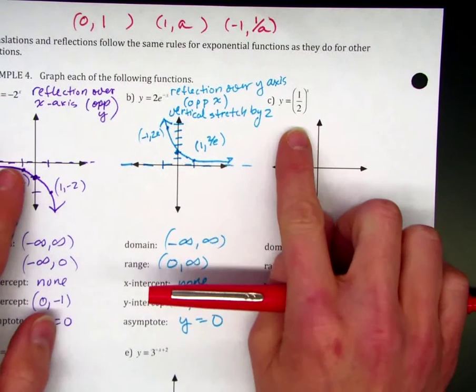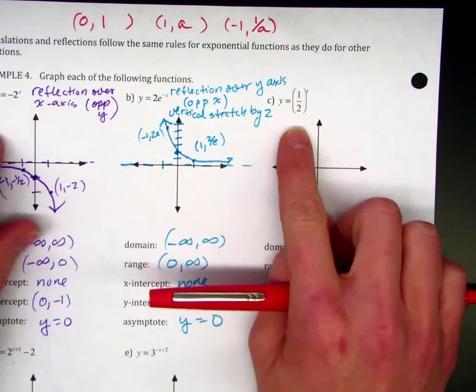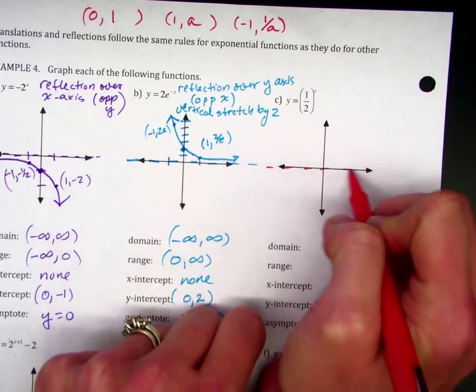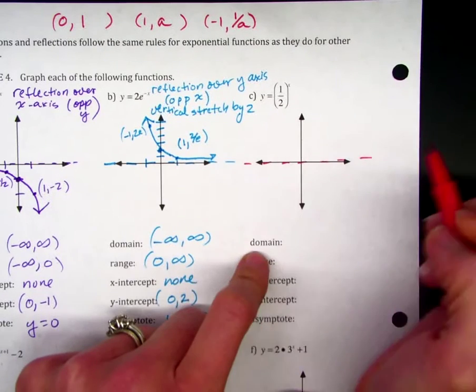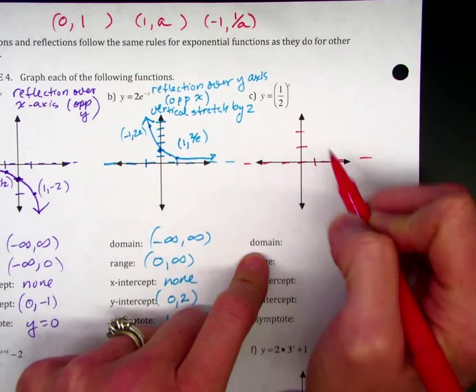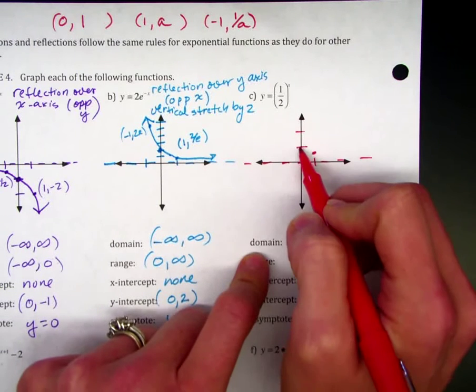Function, there's no reflection, shifts, or translations. This is actually just the parent function. So with that, we can go ahead and start by drawing the asymptote. And then we know that it's always a right one up the base. Well, in this case, the base is a half. And then we go up 1 from 0, 0.